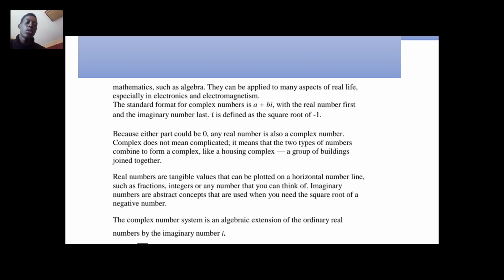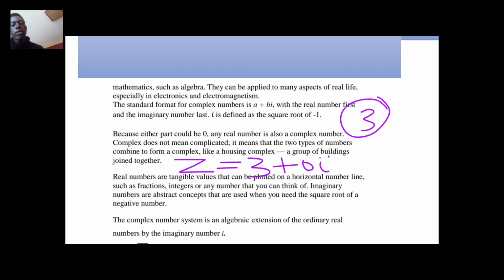For example, 3 can be a complex number. That means it is only the real part that is there. It can be written as z is equal to 3 plus 0i. So the imaginary part here is 0 for 3. So any real number can be a complex number.